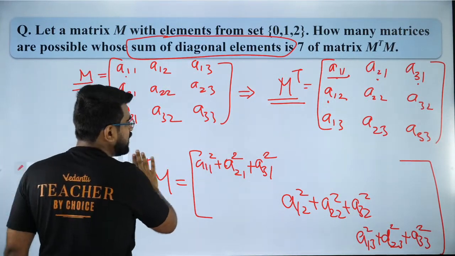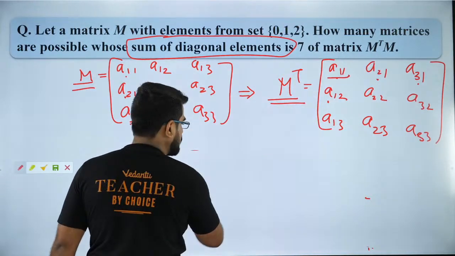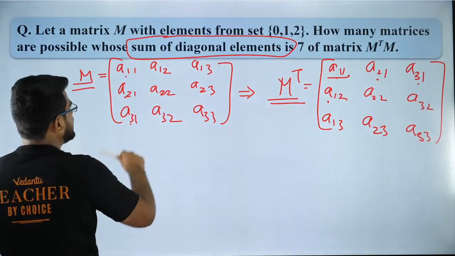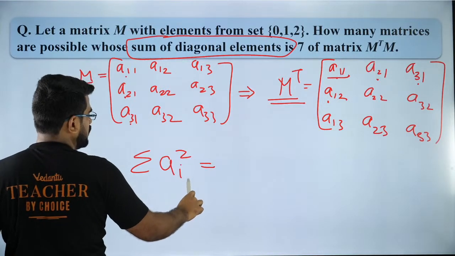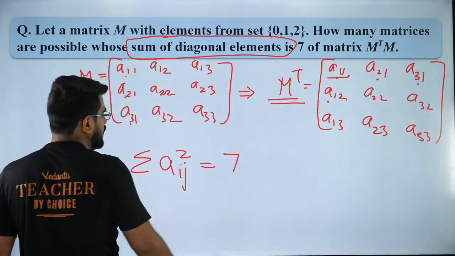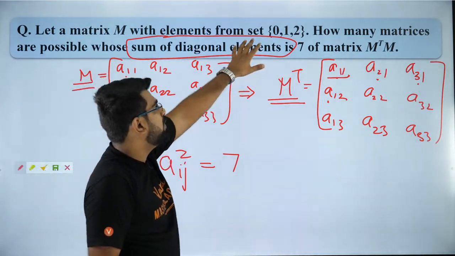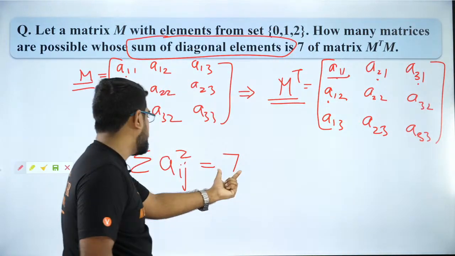Okay, so now that I have M transpose into M, the sum of the squares is what I want. So sum of diagonal elements is sigma A_ij square. So that is equal to 7. So how can the sum of the squares, when the numbers are 0, 1, 2, be equal to 7?